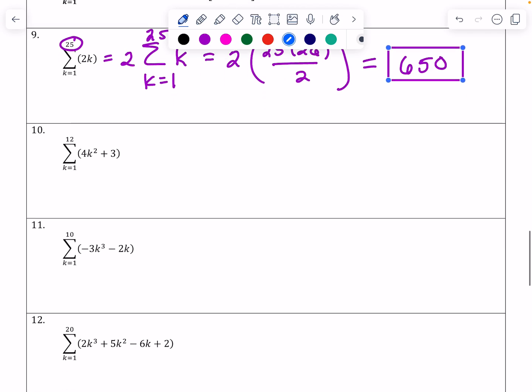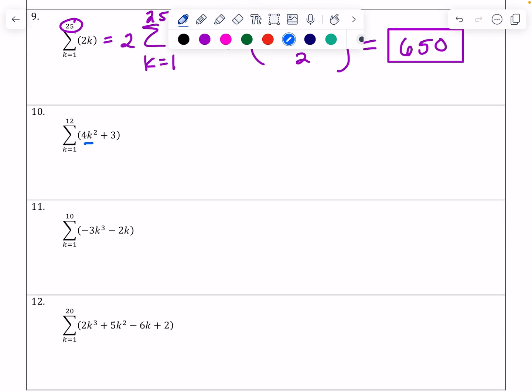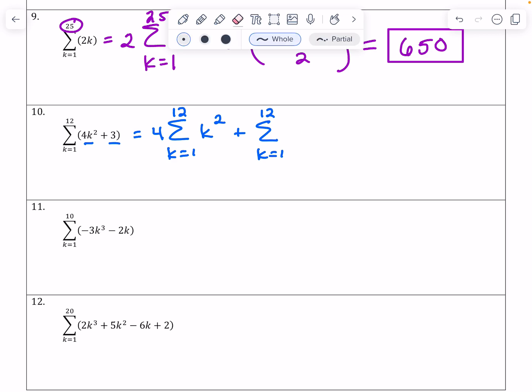Let's try this next one. I have 2 separate entities here, so I'm going to do 2 separate summations. I'm going to pull the 4 out in front. I'm going to sum from k equals 1 to 12 of k squared plus the sum from k equals 1 to 12 of 3. So there's that constant. I could pull the 3 out in front, but then I would have to put a 1 here. But we learned how to deal with this in our last video.